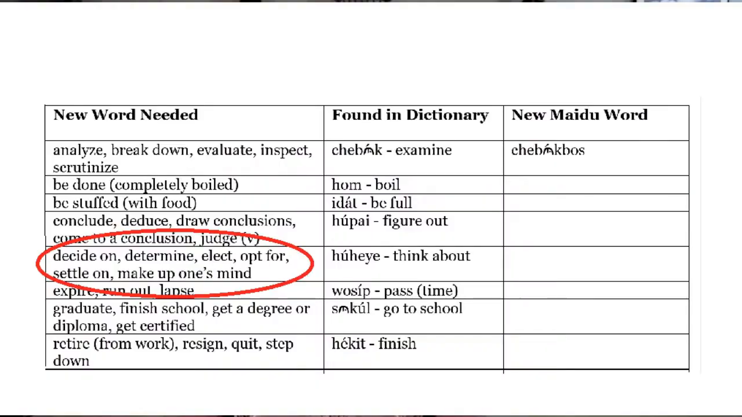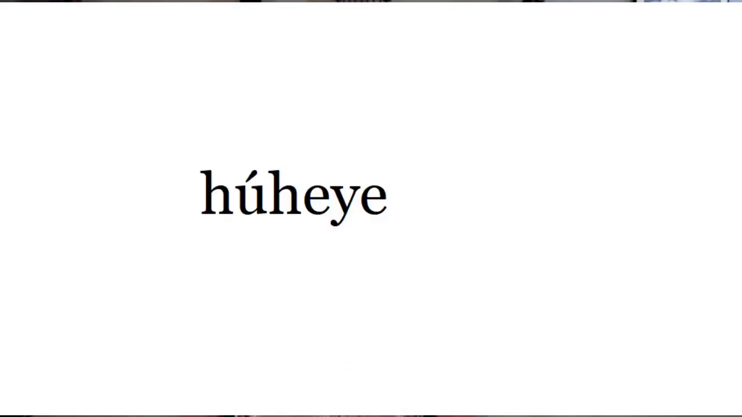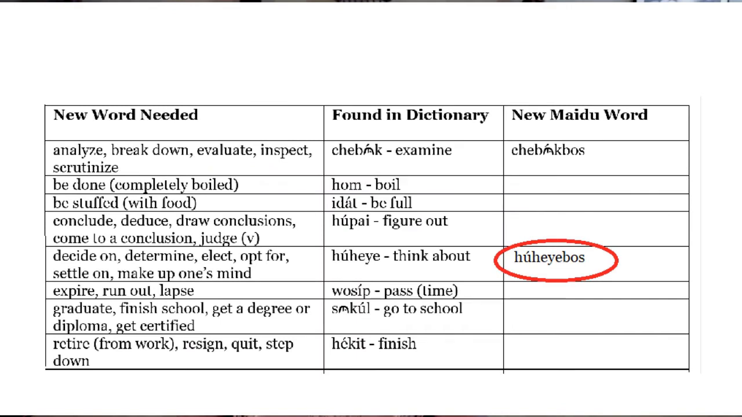Now, let's skip down a few to decide on. Say you're deciding on which car to buy. We don't have a word for decide on, but we do have a word for think about, huheye. Add bos to huheye, and you get huheye bos. Think about it all the way, which could be used for the word decide on. So, you will write that in the new Maidu word column.